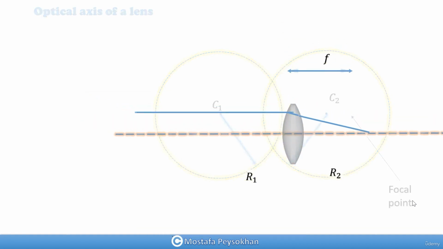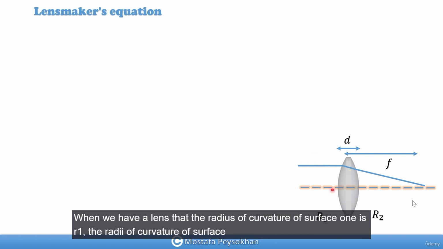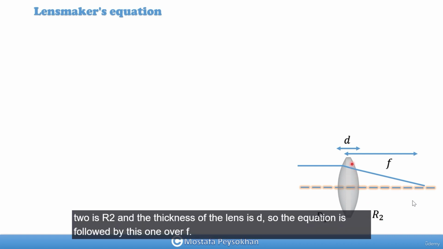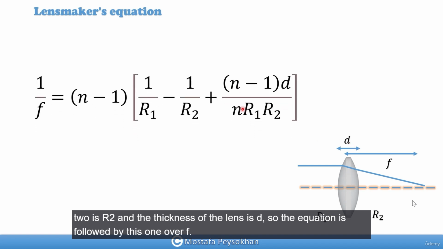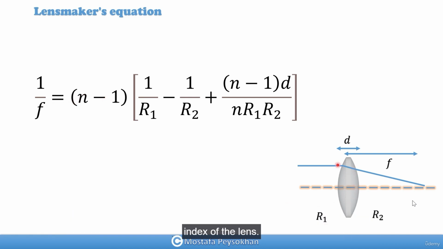So now let's see what is the equation for focal length when we have a lens where the radius of curvature of surface 1 is R1, the radius of curvature of surface 2 is R2, and the thickness of the lens is D. So the equation is as follows, and we should be very careful. We are solving for 1 over f equal to n minus 1. n is the refractive index of the lens.